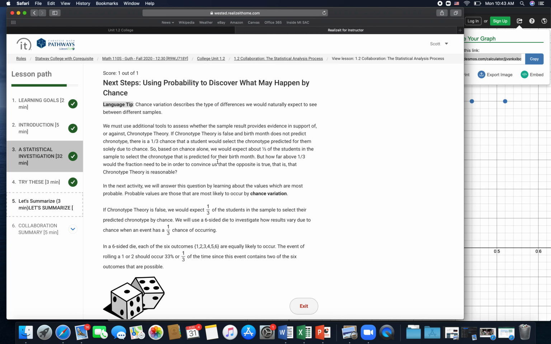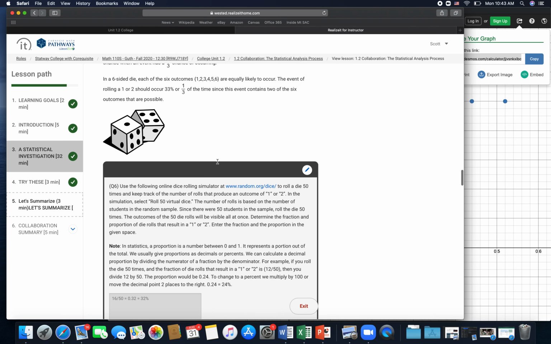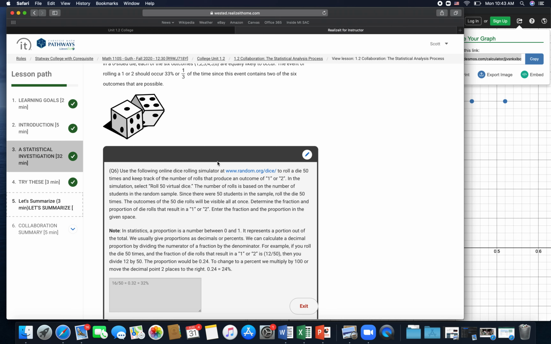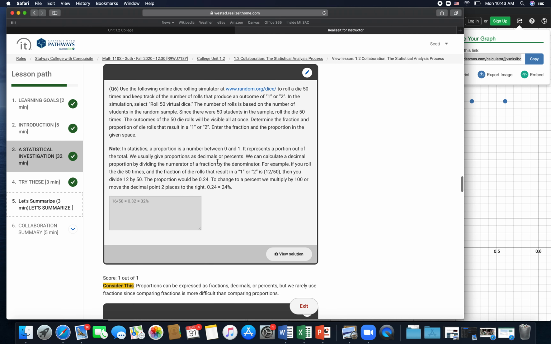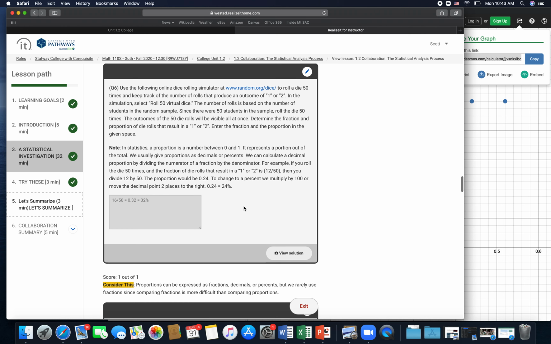So the question is, let's use probability to discover what might happen by chance. Now, again, the outcomes that you get from this part of the activity are going to depend on how things went for your group. So you're going to get different answers than I did here. But when I rolled the 2 dice on this cool simulation, I got 16 that were a 1 or a 2 out of 50. So that's a 1 in 3 chance to get a 1 or 2. So I got 32% of my 50 rolls that came up as a 1 or a 2.